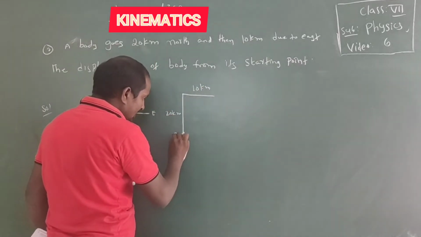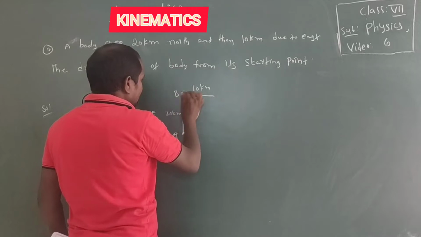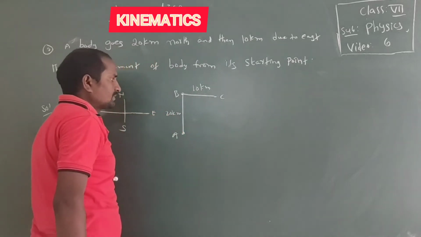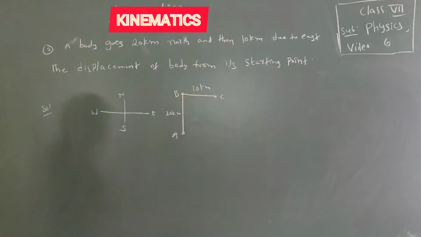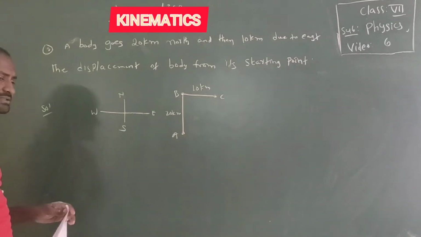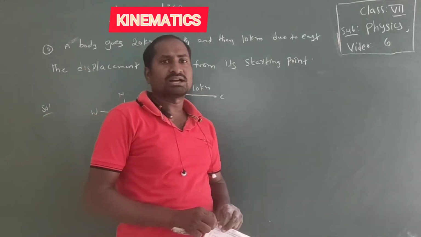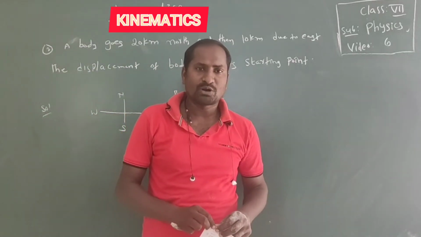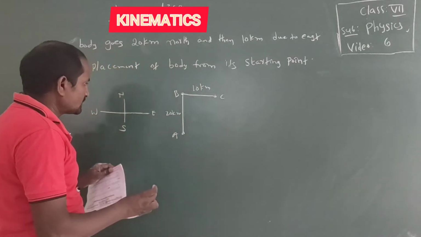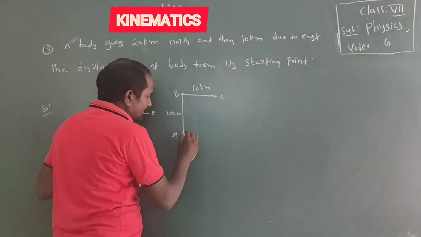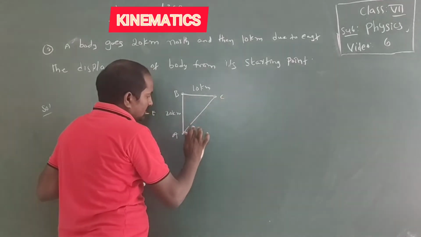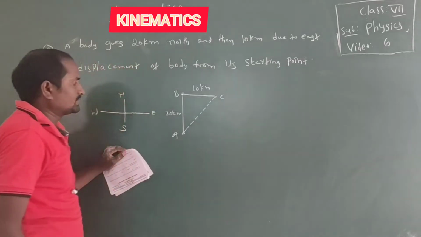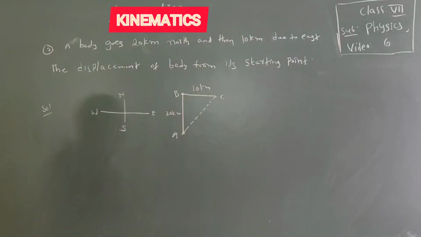What is the starting point here? A, B, C. A is the starting point and C is the ending point. So what is the displacement from its starting point? What is meant by displacement? The shortest distance between the initial and final point is called displacement. So here A is the starting point and C is the ending point. So it is the displacement. It looks like a right angle triangle.